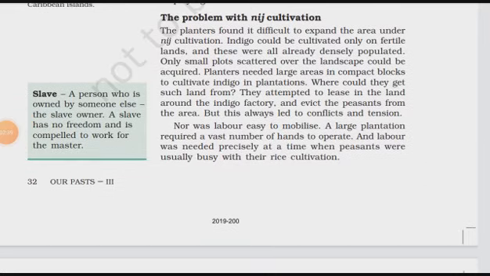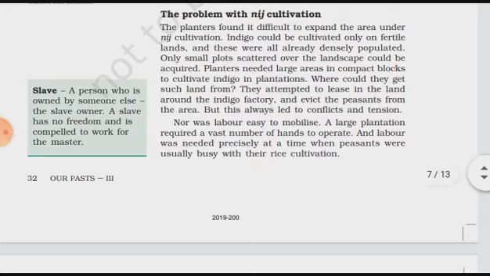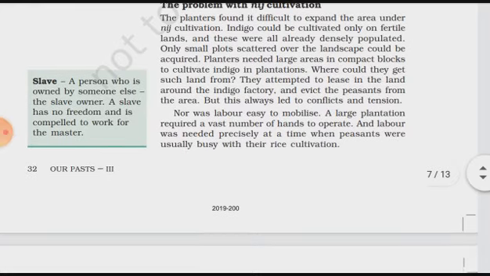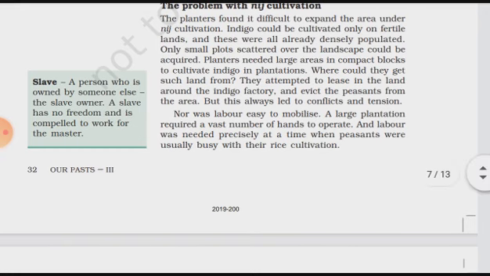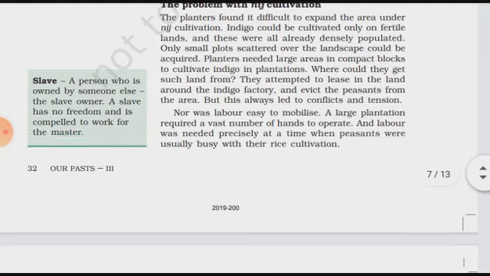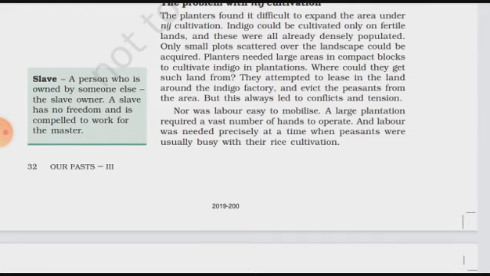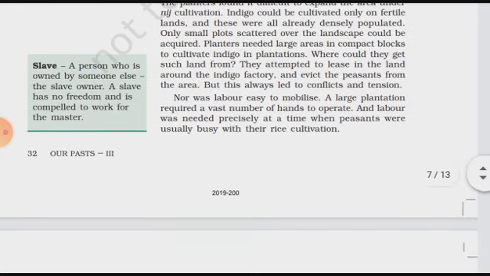from the lenders, and evict the peasants from the area. They moved the peasants away from these areas. The peasants, the farmers, were not allowed to do anything in these areas. But this always led to conflicts and tensions, as the farmers were evicted and moved away from the land taken by the planters. Between the planters and the farmers, it always led to conflict, debate and tension.